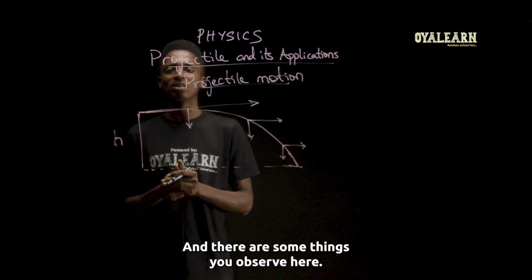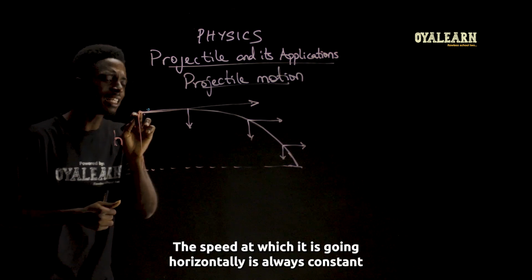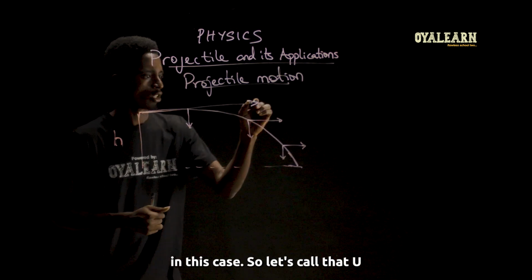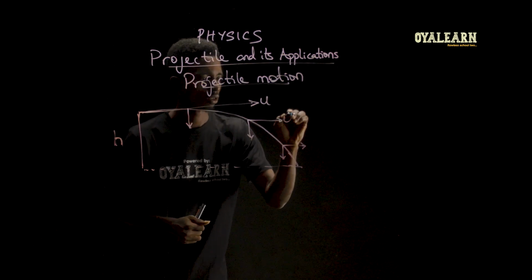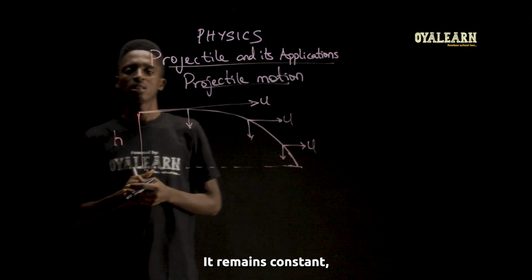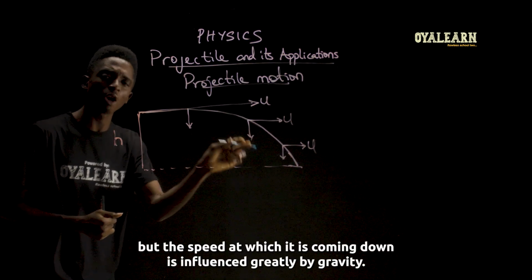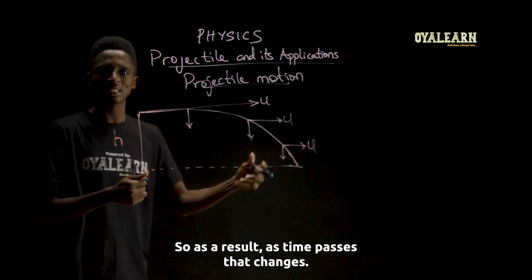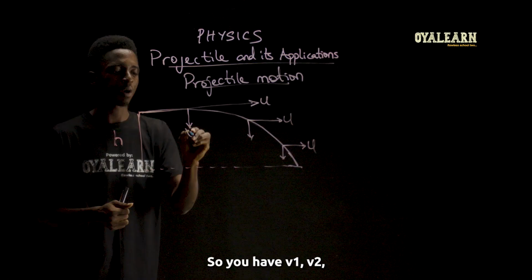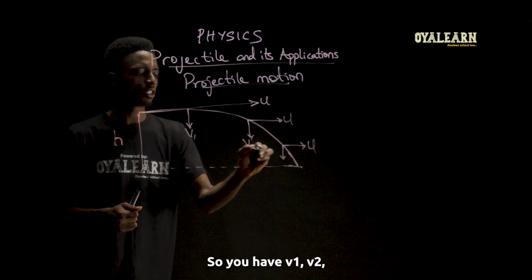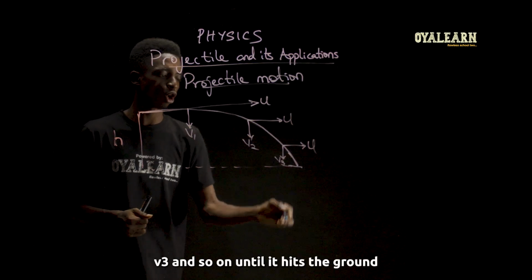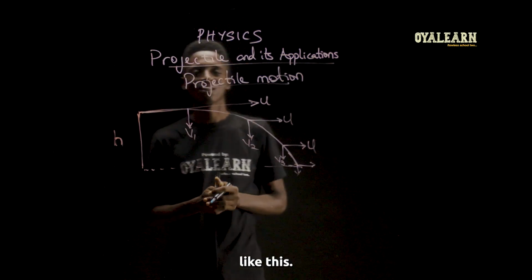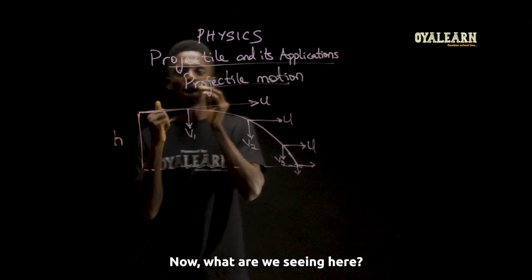And there are some things you observe here. The speed at which it is going horizontally is always constant in this case. So let's call that U. It remains constant. But the speed at which it is coming down is influenced greatly by gravity. So as a result, as time passes, that changes. So you have V1, V2, V3, and so on until it hits the ground, like this. Okay? Now, what are we seeing here?